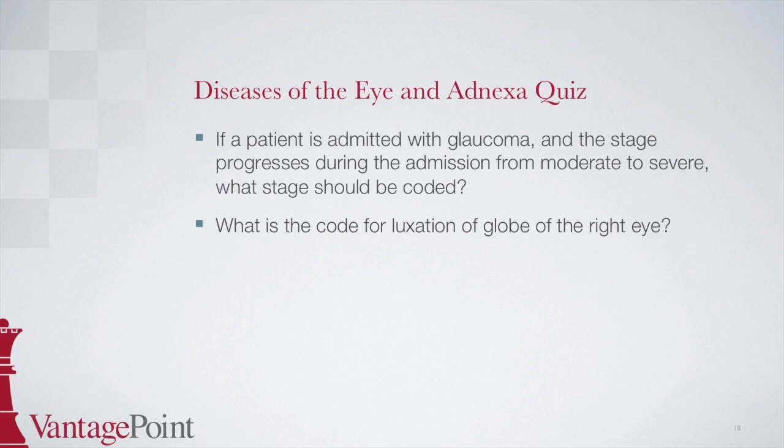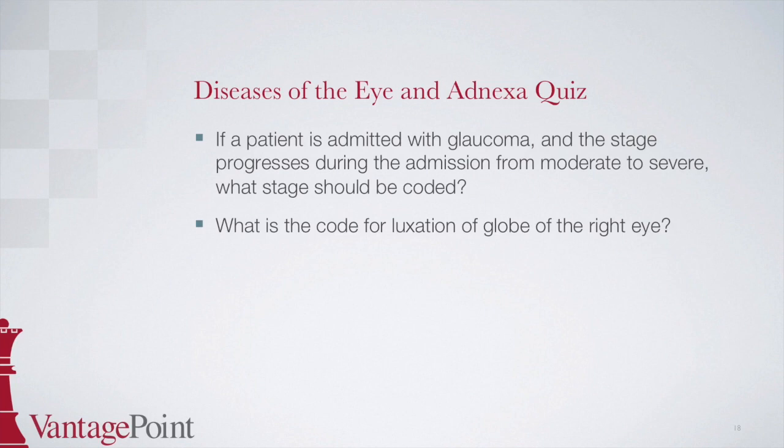Now it's time for our quiz. Our first question is, if a patient is admitted with glaucoma and the stage progresses during the admission from moderate to severe stage, what stage should be coded? Our second question is, what is the code for luxation of globe of the right eye? You can pause the webinar to write down your answers and then hit play to find out if you were correct.